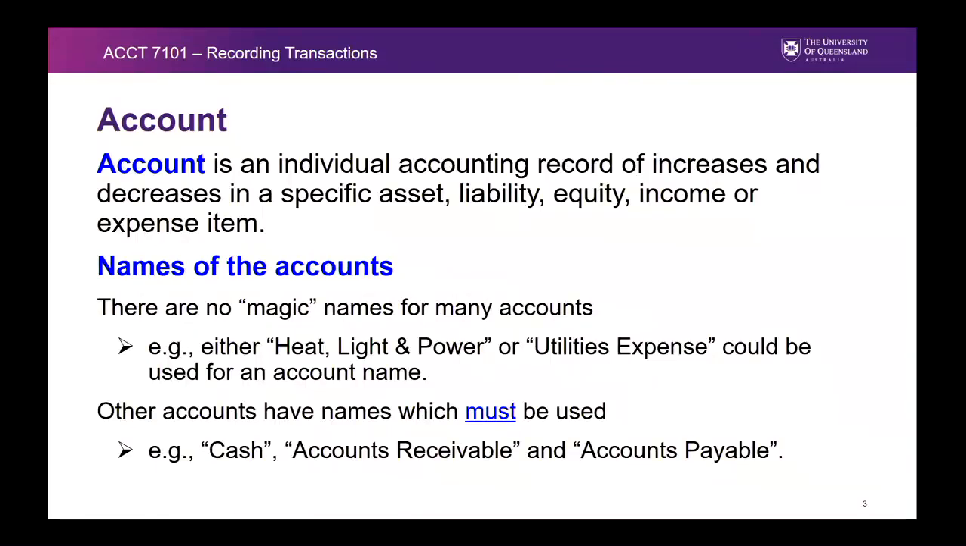What we mean by an account is just an individual accounting record of increases and decreases in a particular accounting item, such as an asset, a liability, equity, income or expense items. With the names of accounts, some of them are obvious, others are not so. It generally gets a bit easier with practice, so certainly attend the tutorials and get some practice using the accounting names. Some of the names are a bit flexible, but most of them aren't, so we'll need to try and remember the names of accounting items.